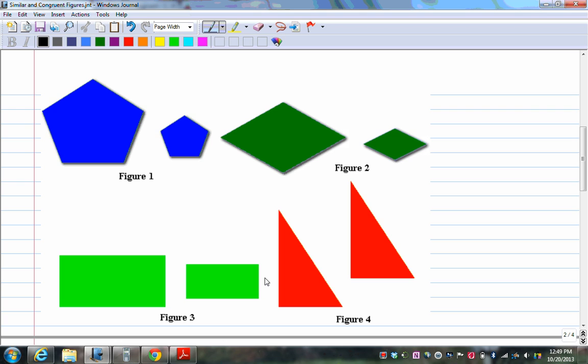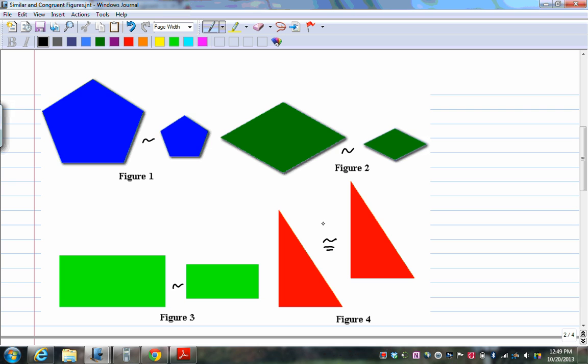Okay, hopefully when you looked at these, you said, all right, well, these two are similar. These two are similar. These two are similar. These two are congruent. I hope you got that right.